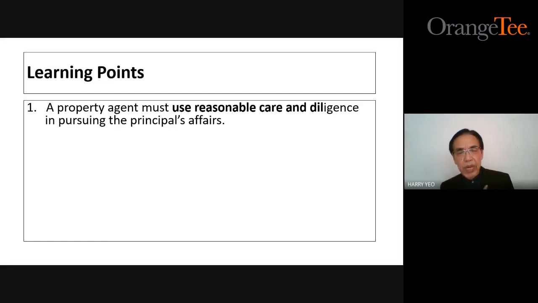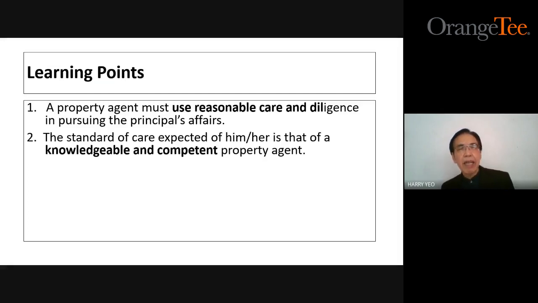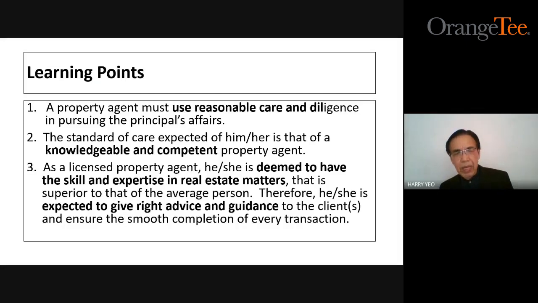So the learning point is that we, the agents of Singapore, must be competent. We must know our area of practice, failing which we can be subject to fine. A property agent must use reasonable care and diligence in representing the client. We are expected to have a certain standard of competence. And if you can't even know the difference between the 7 days cooling off period, between a resale checklist and an option to purchase, then you are not competent. You shouldn't be practicing in this area. Because you are deemed to have a certain standard of expertise and she has fallen below the standard, she was subject to fine and suspension.